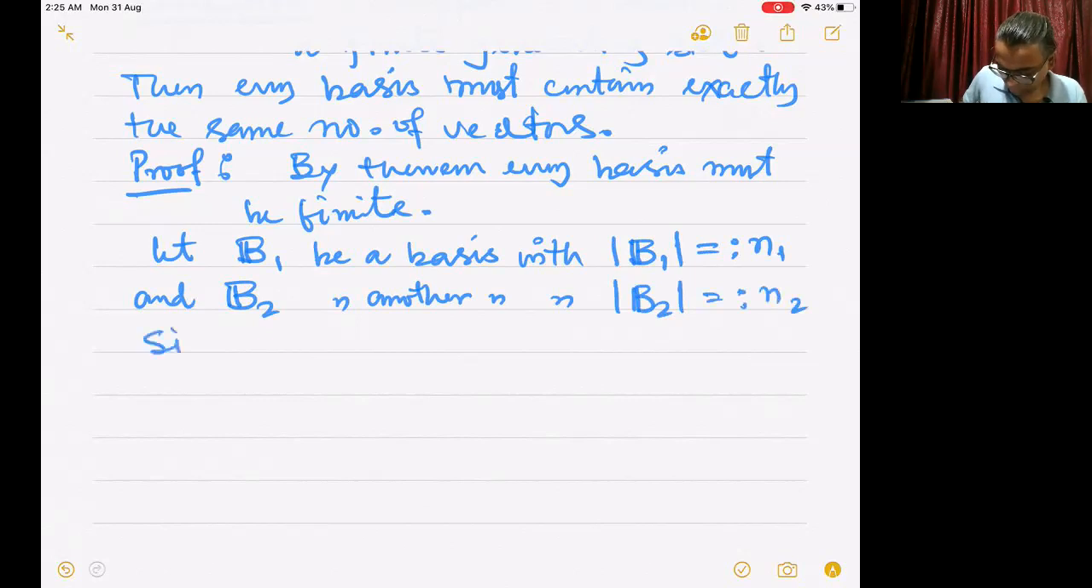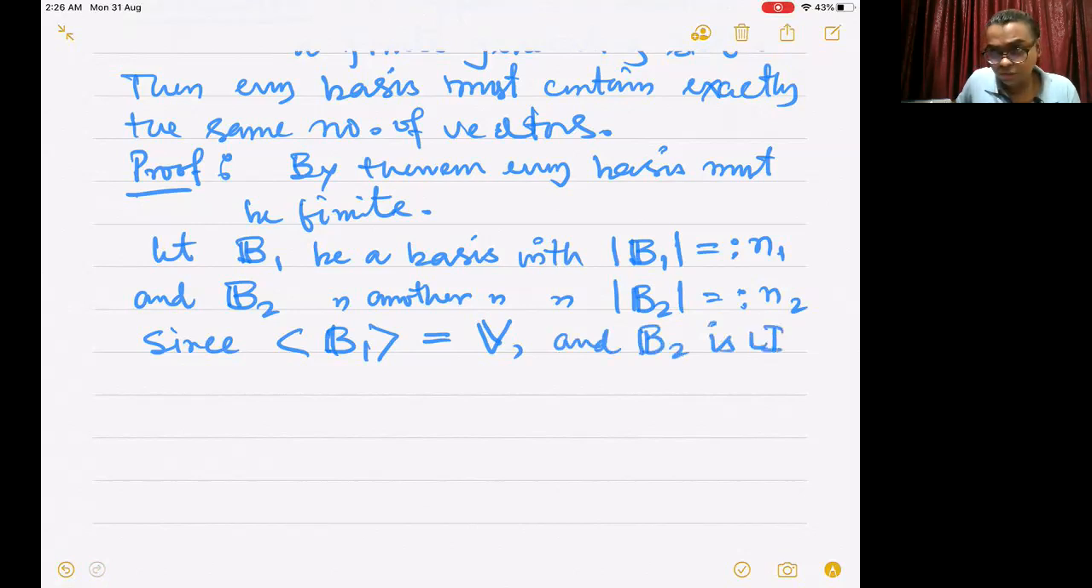Since B1 spans V, and B2 is linearly independent because it's a basis, by theorem n2 must be less than or equal to n1, because if n2 is more than n1, then it cannot be linearly independent by theorem.